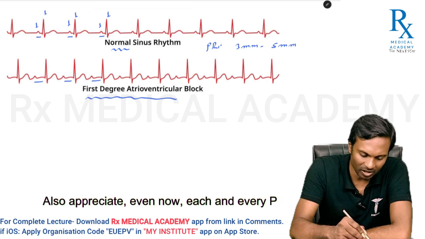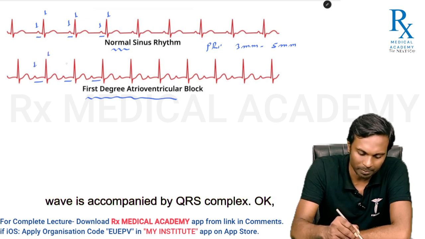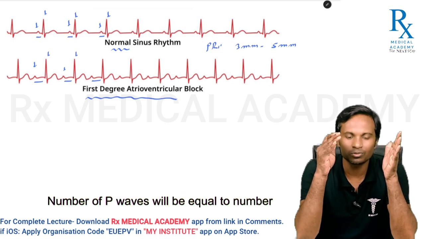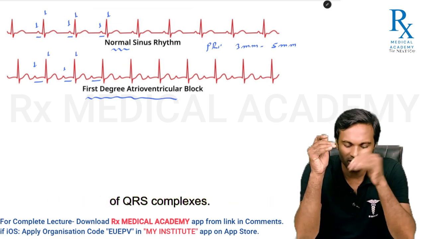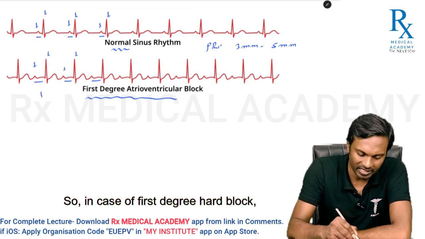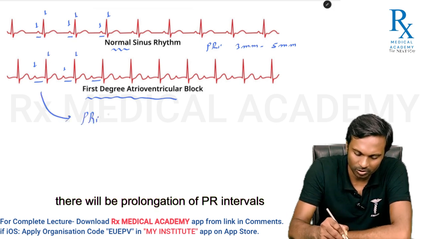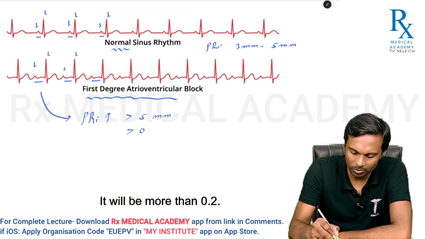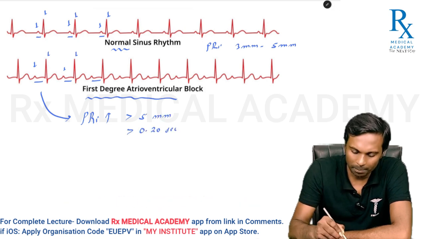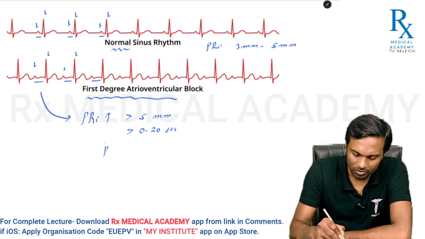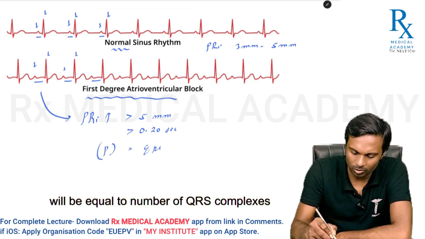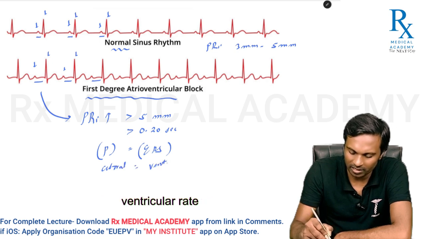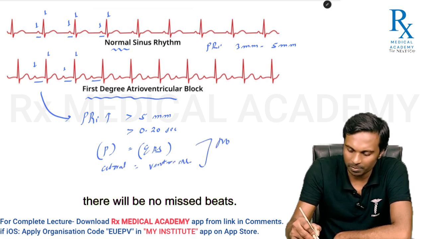Also appreciate even now each and every P wave is accompanied by a QRS complex. Okay, so there will be no missed beats. Number of P waves will be equal to number of QRS complexes. So in case of first degree heart block, there will be prolongation of PR intervals and it will be more than 5 millimeters. It will be more than 0.20 seconds. But number of P waves will be equal to number of QRS complexes, that is atrial rate will be equal to ventricular rate. There will be no missed beats.